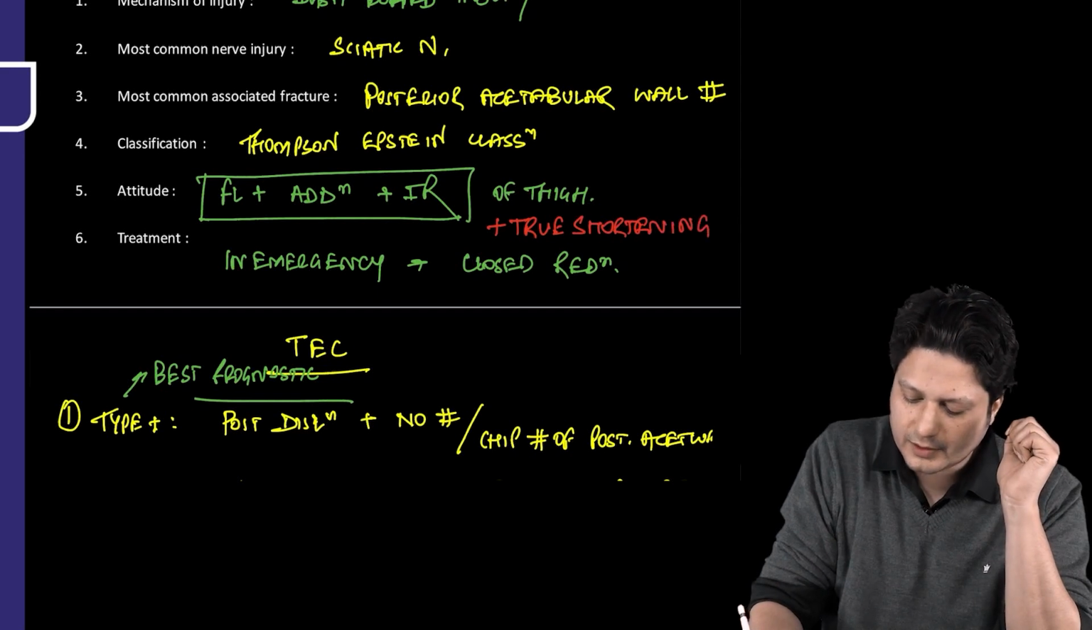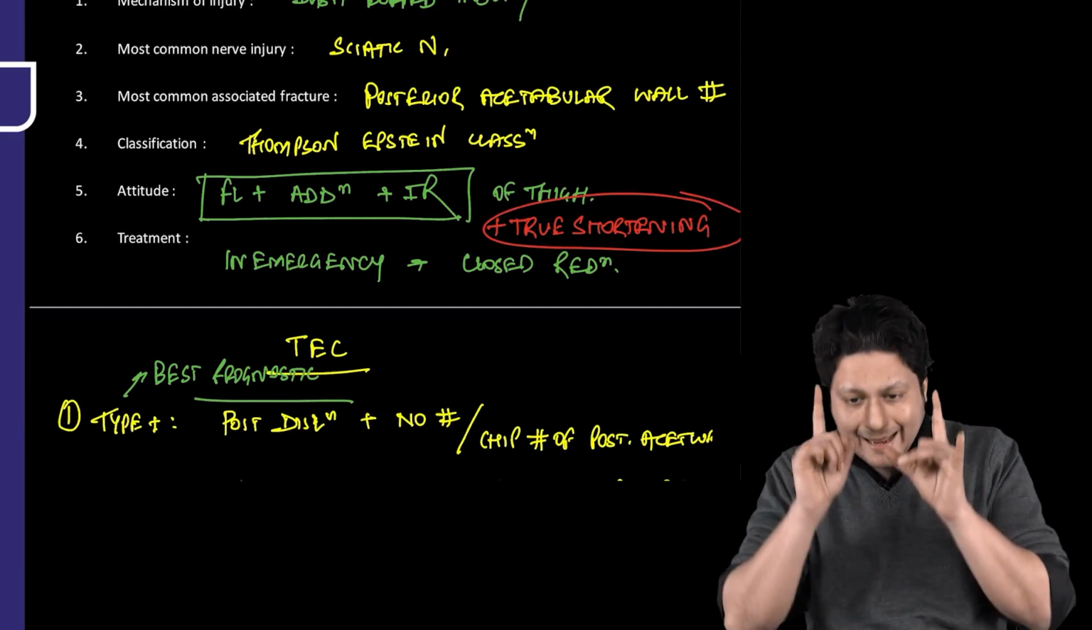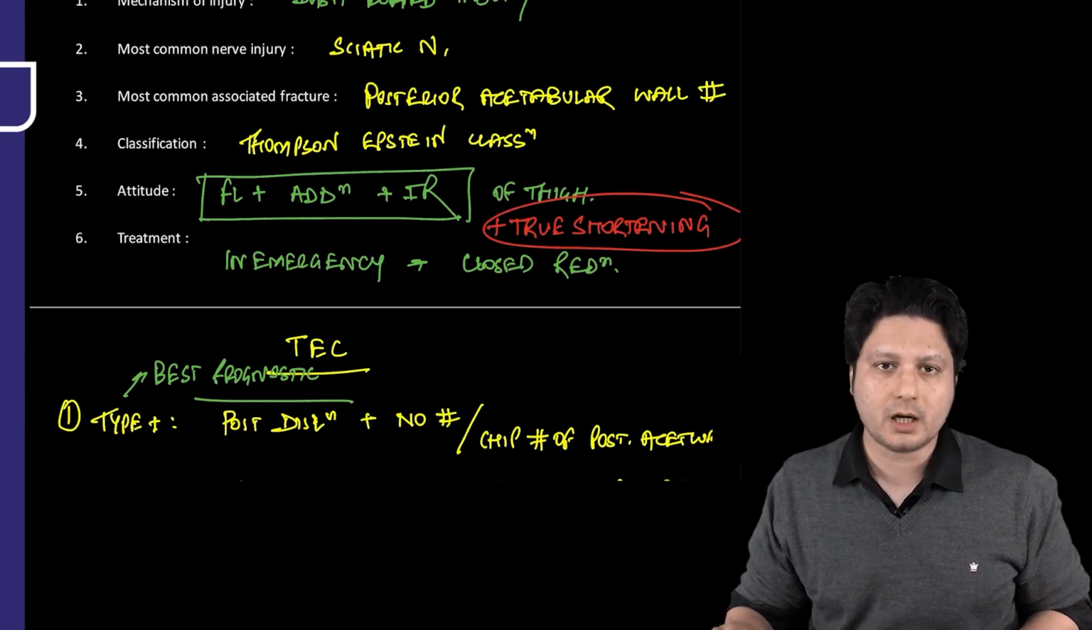So these are the clinical features which you need to remember. Flexion, adduction, internal rotation of the thigh associated with the true shortening of the limb are the clinical features for posterior dislocation of the hip joint.